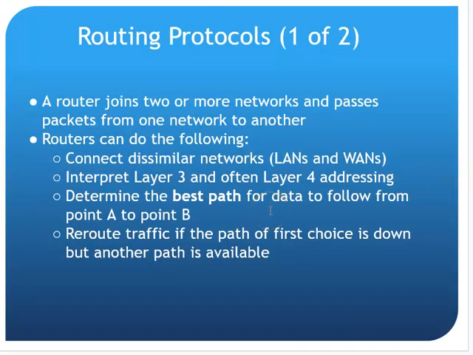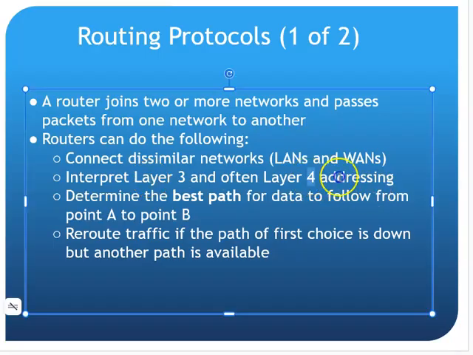A router joins two or more networks together. Routers can do these types of things. Connect to similar networks, LAN to WAN, interpret layer 3 and sometimes even layer 4 addressing, port number kind of deal. It's going to determine the best path from A to B and reroute if the first choice is down or broken, and there's another path available.